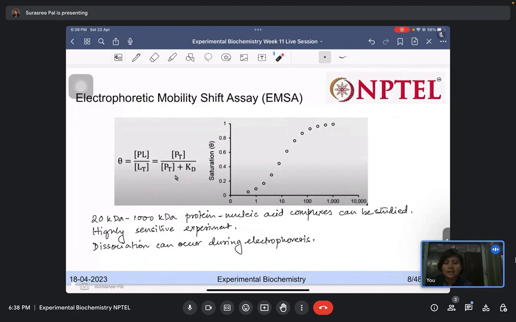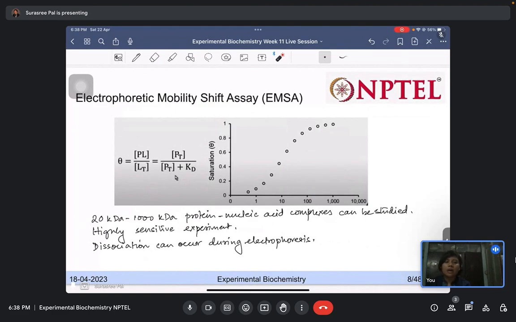And the beauty of EMSA is that very small to very large protein nucleic acid complexes can be studied by this kind of assay. That means from 20 kilodalton to 1000 kilodalton, a large complex can also be run in the gel. And it's a very highly sensitive experiment.